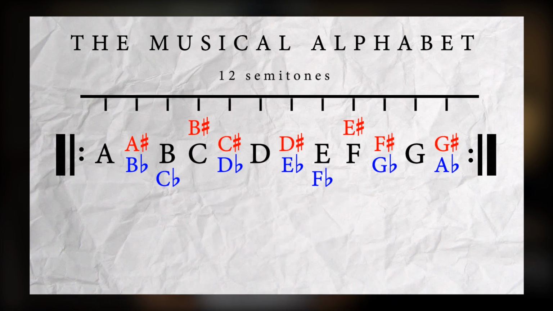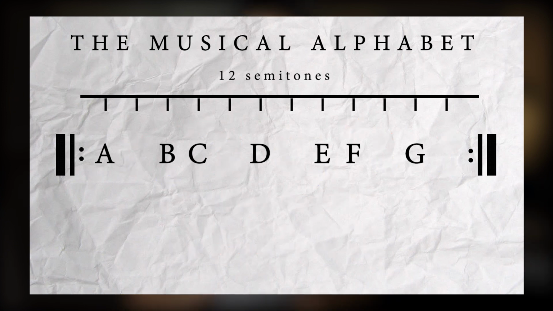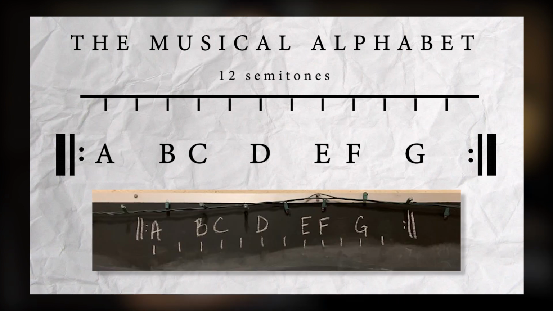The best way to remember all of this is to condense it down so that all you have to think about is which direction you have to move. In my classrooms, I only keep the basic version of the musical number line visible. This way, my students can find the pitch that they're looking for without being too visually overwhelmed.